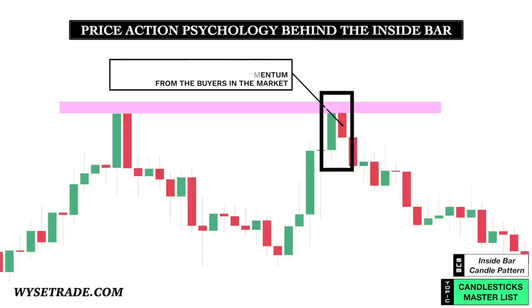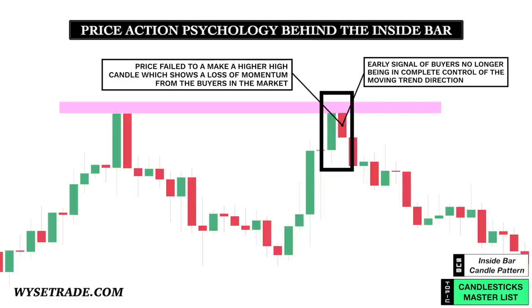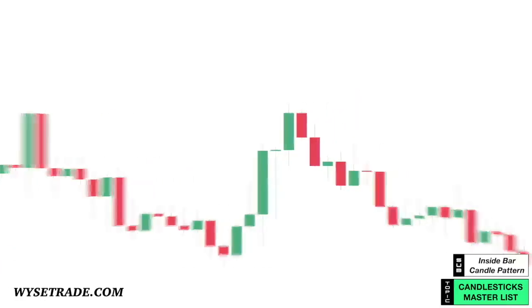Price failed to make a higher high candle, which shows a loss of momentum from the buyers in the market and is an early signal of buyers no longer being in complete control of the moving trend direction. Now, going in the opposite direction.